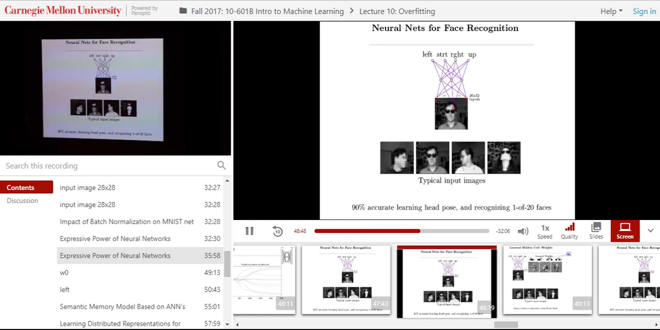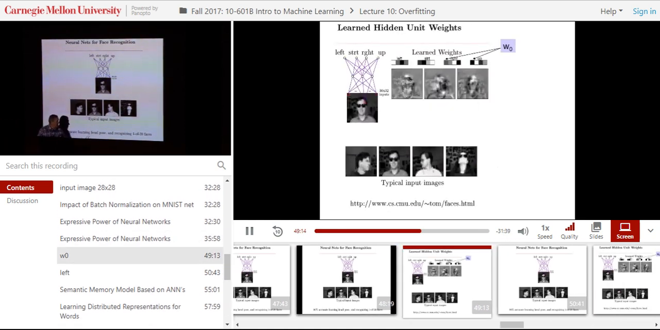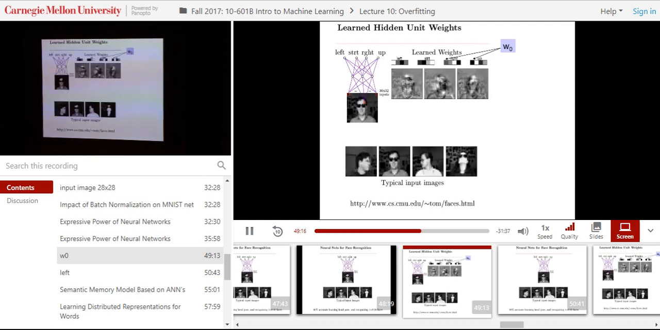And the network learns this with 90% accuracy. You can grab the data and try it yourself if you like. But I bring this up so that we can look at the learned internal representations for this. So we can look at the 3 hidden units that were learned, just as we looked at the autoencoder, once the network was trained to distinguish these different 4 possible head poses. And here's what we get if you do that.